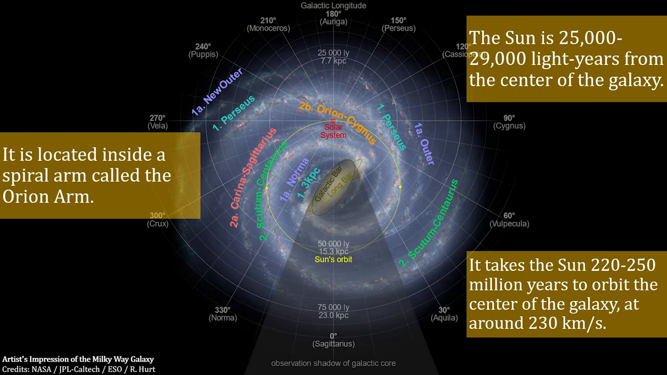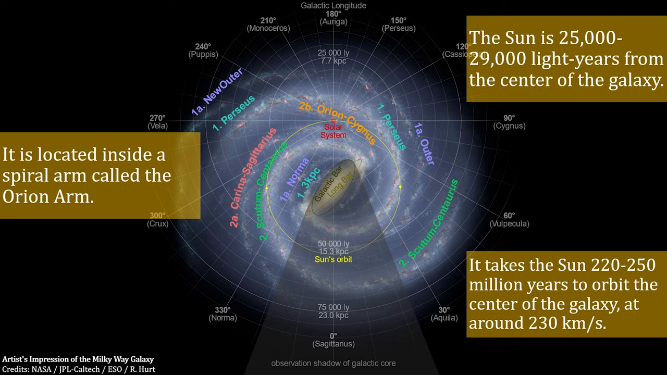Now, where exactly are we in this galaxy? So the sun is between 25,000 and 29,000 light years from the center of the galaxy. It is located inside a spiral arm called the Orion Arm.